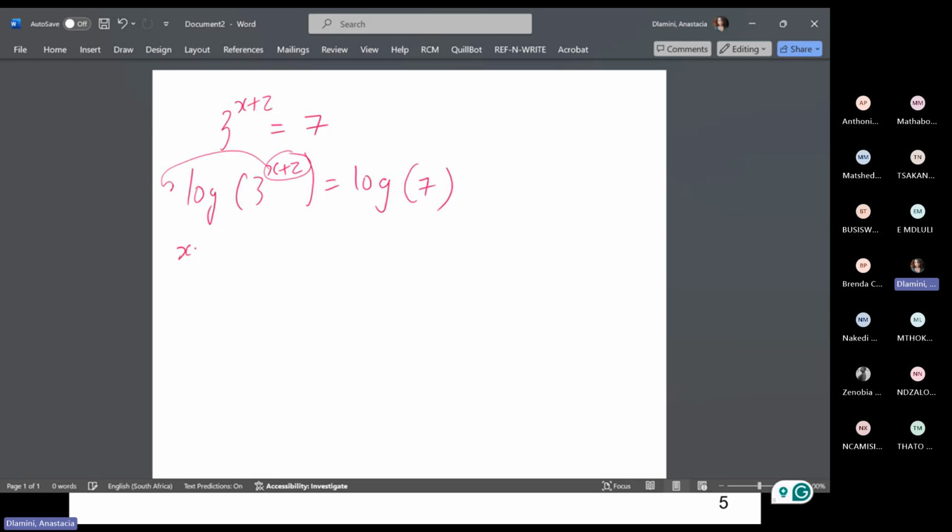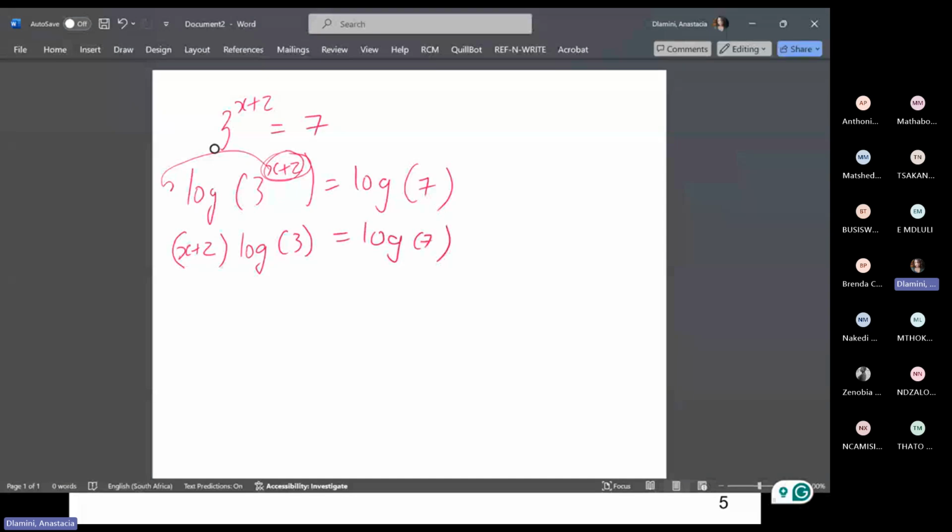So this becomes x plus 2. Now put everything in brackets, because this is x plus 2, and you don't want to end up writing, for example, x plus 2 log of 3. So I put everything in brackets. So now this is (x plus 2) times log of 3 is equal to log of 7.